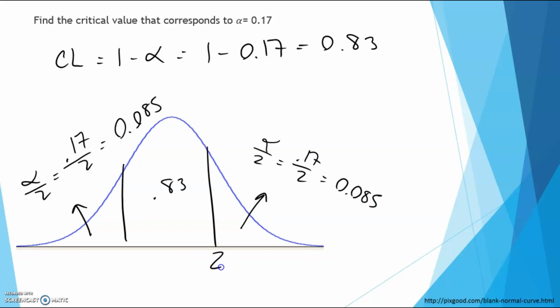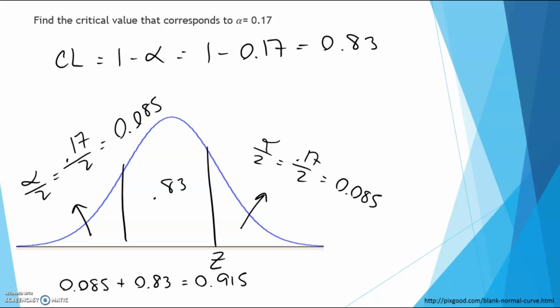I'm looking for this z-score right here. So I need to pick up this 0.83 and 0.085, add them together because I need the area to the left of that z-score in order to go to my table and find that z-score. So I've got 0.085 plus 0.83. That gives me 0.915.